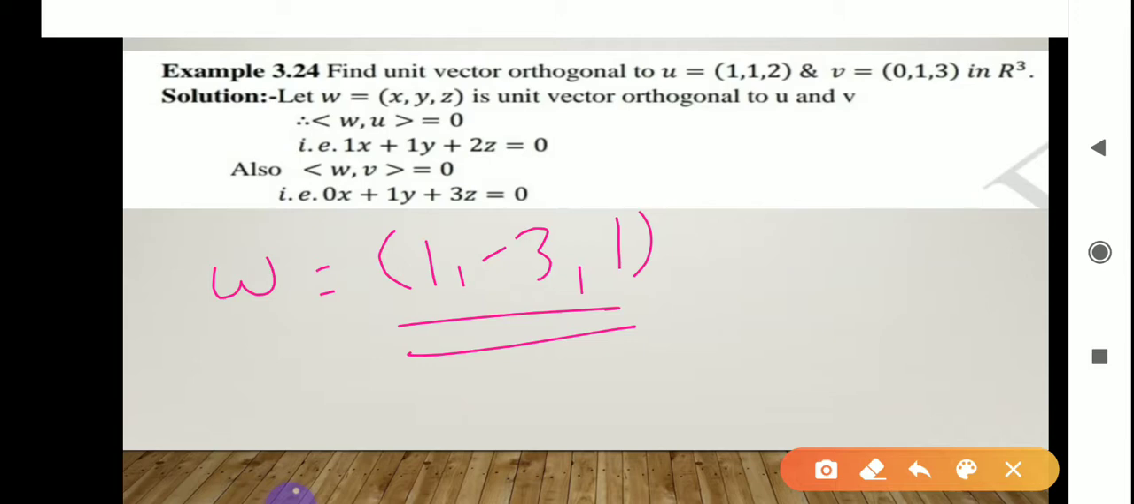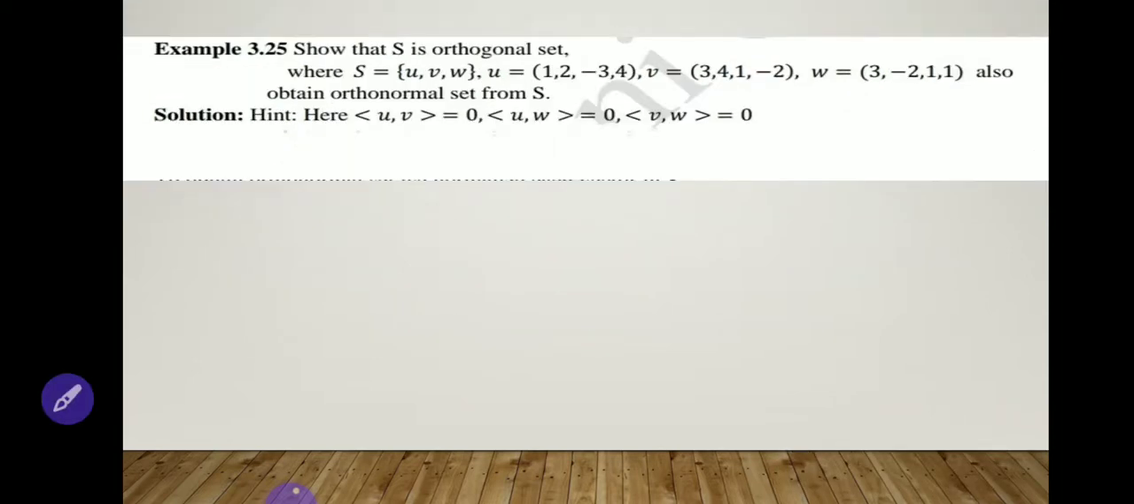Okay, then the next problem is: show that S is orthogonal set. How to show that here? S is an orthogonal set where S is equal to {u, v, w}, and u is given as (1, 2, -3, 4), v equal to (3, 4, 1, -2), w equal to (3, -2, 1, 1). Also obtain an orthonormal set from S. So first we have to show that S is an orthogonal set.